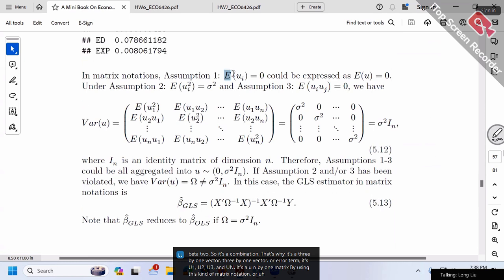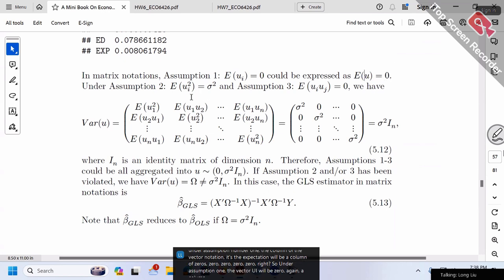our assumptions, assumption number one, assumption number two, assumption number three, these three assumptions could be simplified. Assumption one says the expectation of ui is zero. By using the matrix notation, now u is a column of uis, right? u1, u2, u3, u4. So under assumption number one, the expectation of the vector will be a column of zeros, 0, 0, 0, 0, right? So under assumption one, the vector will be zero.